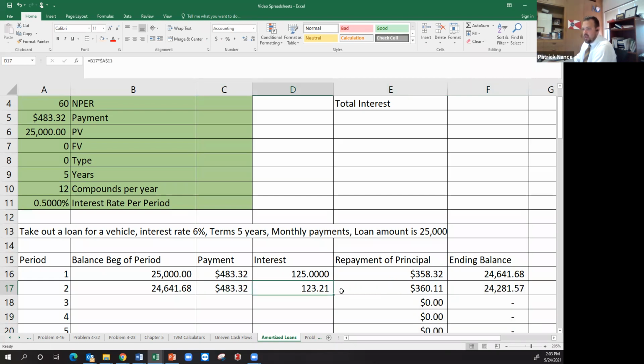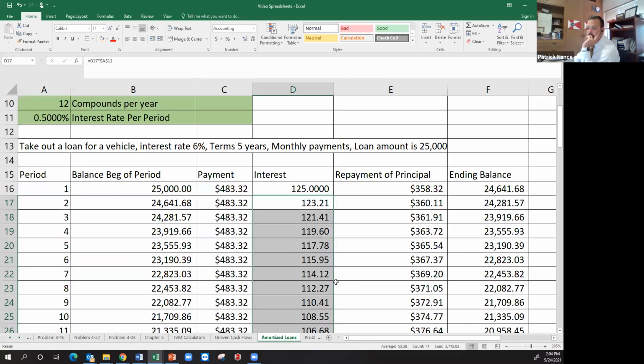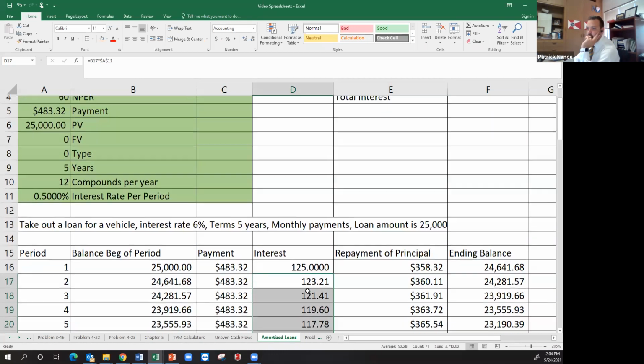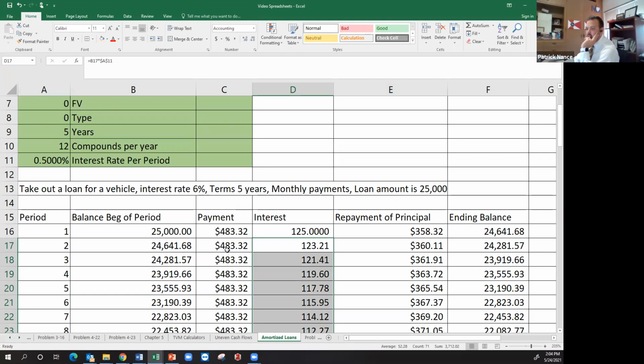Notice that the amount has gone down for interest, which makes sense because I'm taking the same interest rate times my new balance, and my balance has gone down. So the amount that goes towards interest will always be reducing, and the amount that goes towards principal will always be increasing throughout the life of the loan. Now I should be able to copy this all the way down, and I just fill handled each one of these after I wrote them.